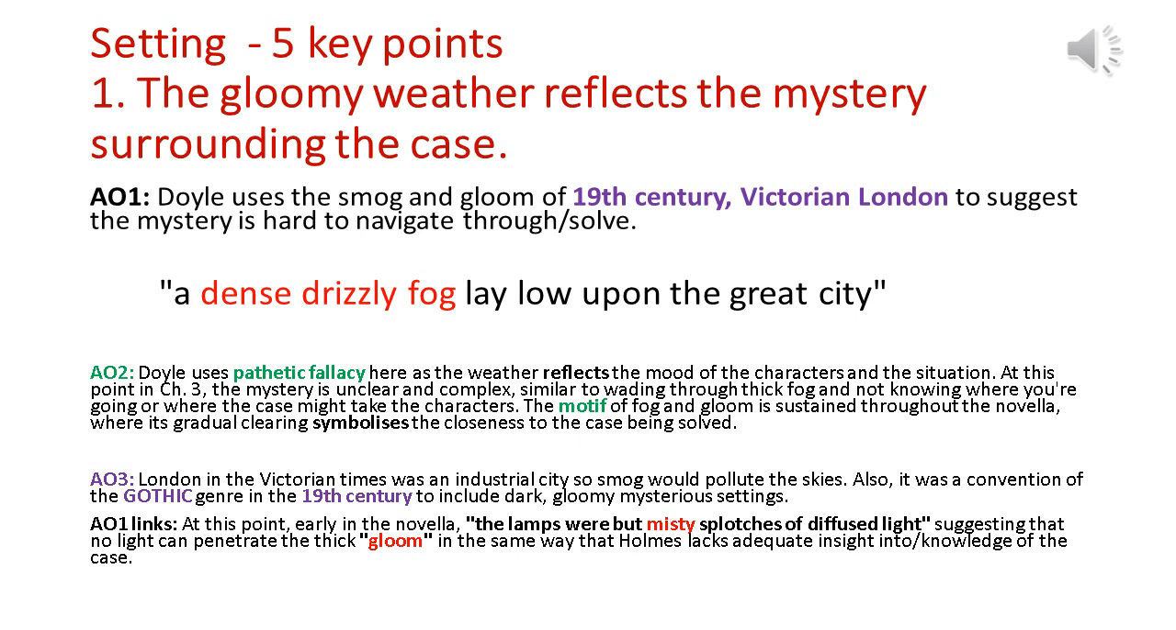Another quotation that you could link to this at the bottom, we're told that the lamps in London are but misty splotches of diffused light at this point, suggesting that the light can't penetrate the thick gloom and fog, in the same way that at this point Holmes doesn't have adequate knowledge or insight to work his way through the case.